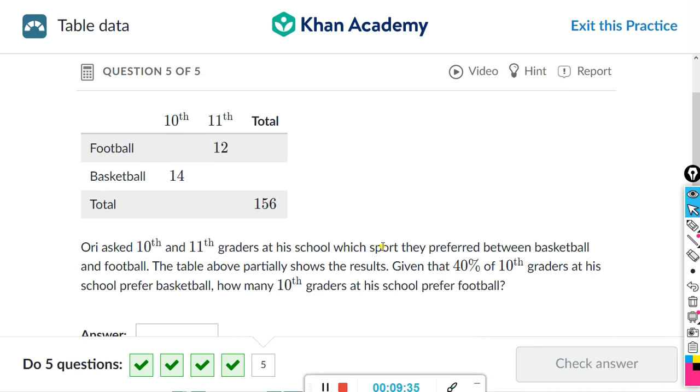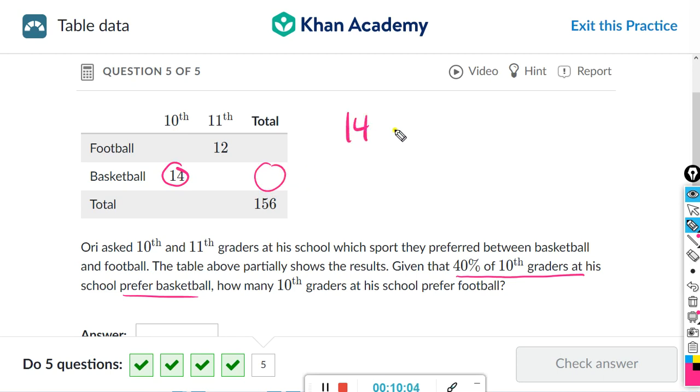All right, again, the write-ups are too lengthy. Just try to narrow it down by looking for the numbers. Given that 40% of 10th graders at his school prefer basketball, how many 10th graders at his school prefer football? Okay, 40% of the 10th graders prefer basketball. So this is 40% of the total.